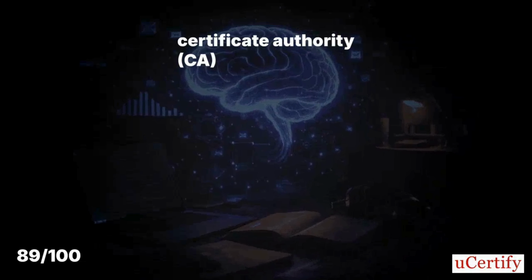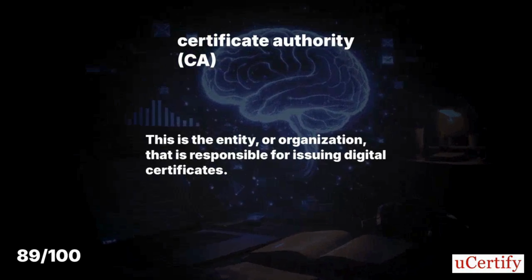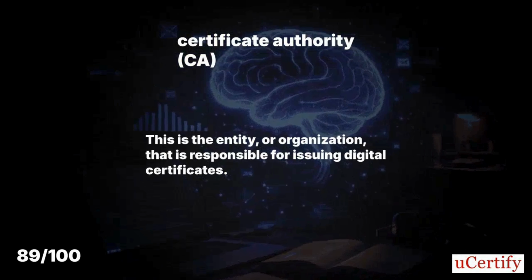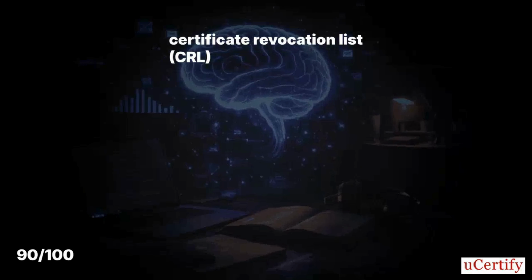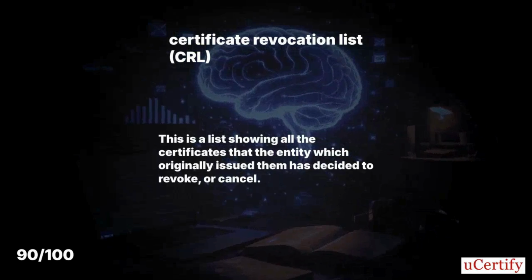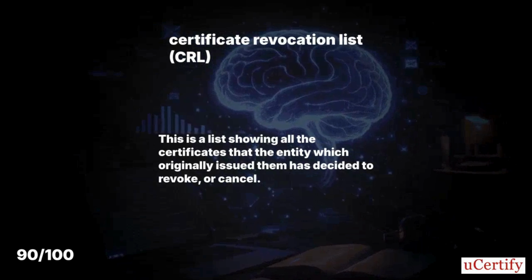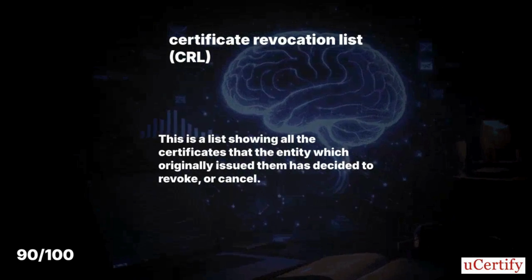Certificate Authority, CA. This is the entity or organization that is responsible for issuing digital certificates. Certificate Revocation List, CRL. This is a list showing all the certificates that the entity which originally issued them has decided to revoke or cancel.